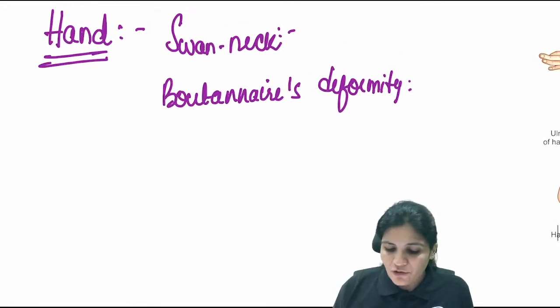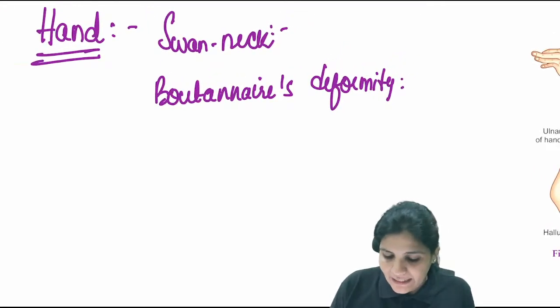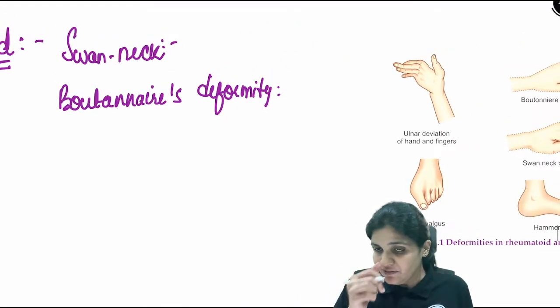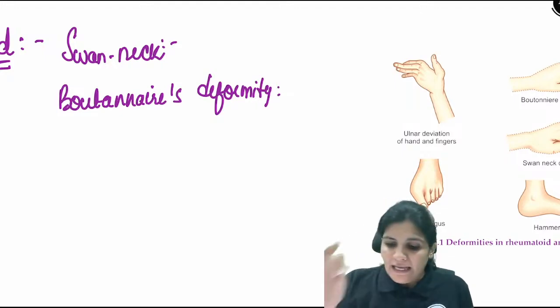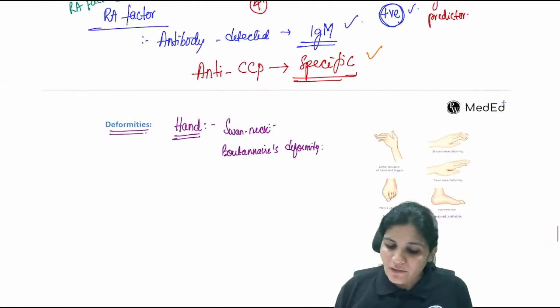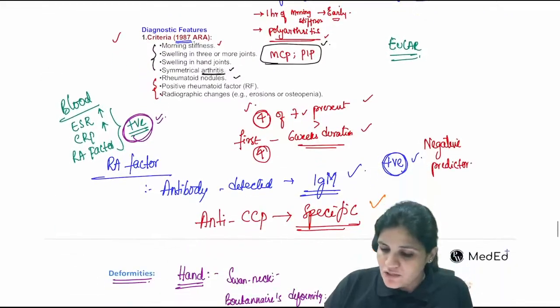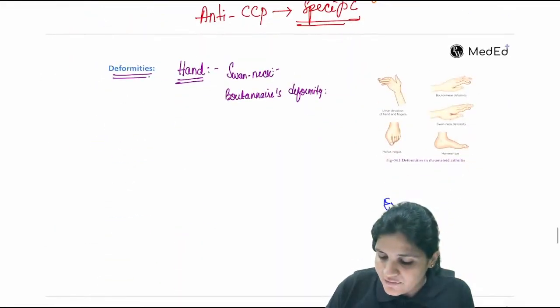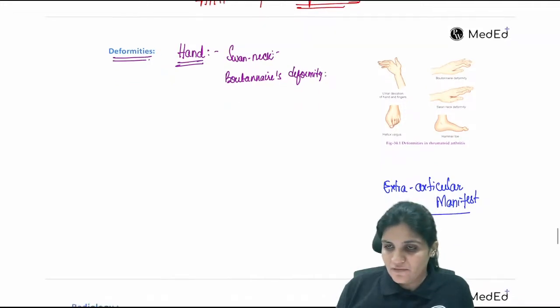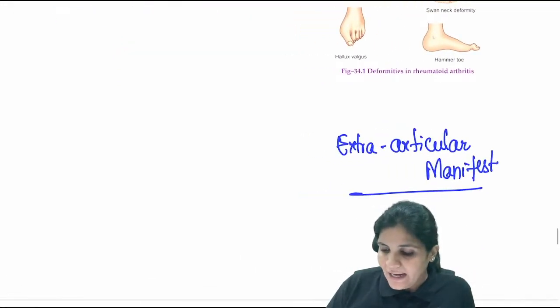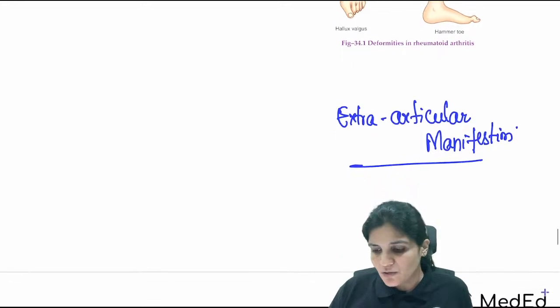So what is swan neck deformity? What is boutonniere deformity? And again, you can see there are various deviations. Usually rheumatoid is characterized by that. The extra-articular manifestations are also important, but not to a very great extent; you just have to remember them. What is mainly important in ortho from rheumatoid is the deformities. Deformities are very, very important.